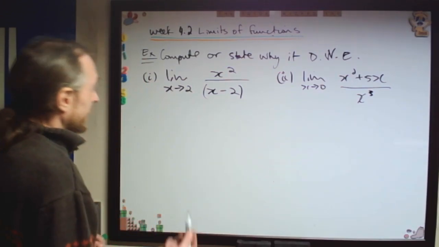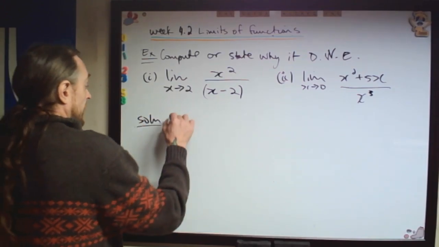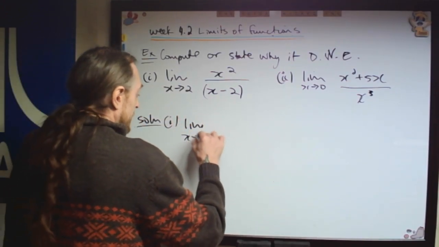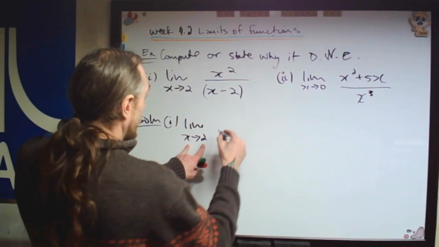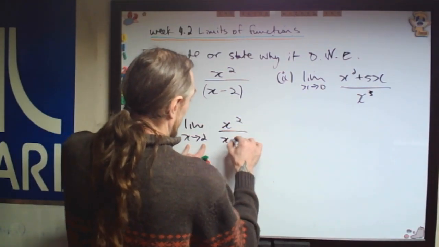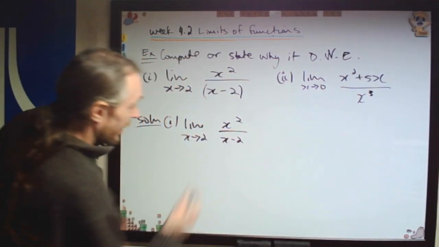What we have now is the solution. For the first one, we have the limit as x approaches 2. That's the first place I focus on. Where am I going? X squared. And then I look at the function, x minus 2. It's a problem there. I would have division by 0.